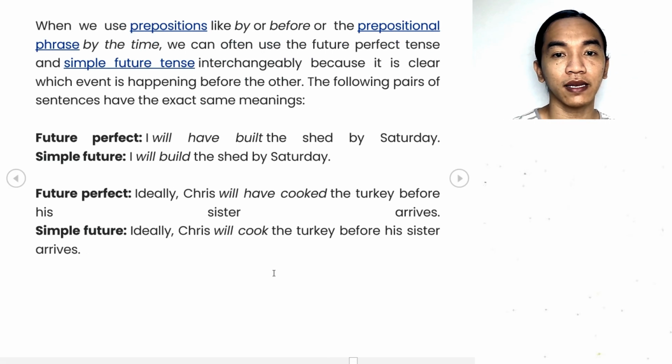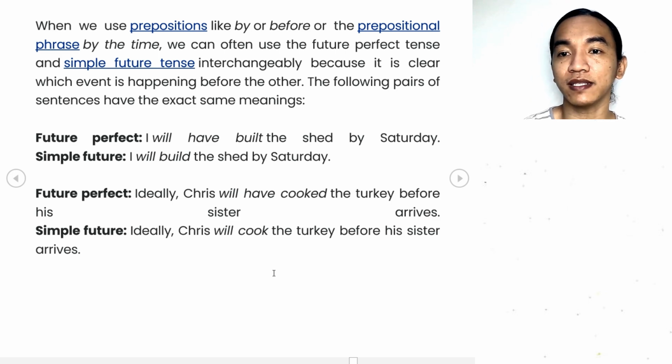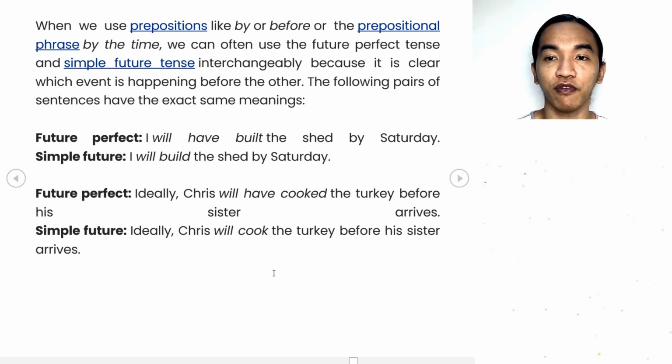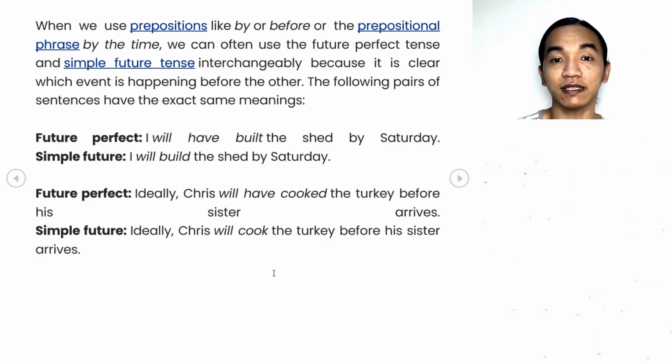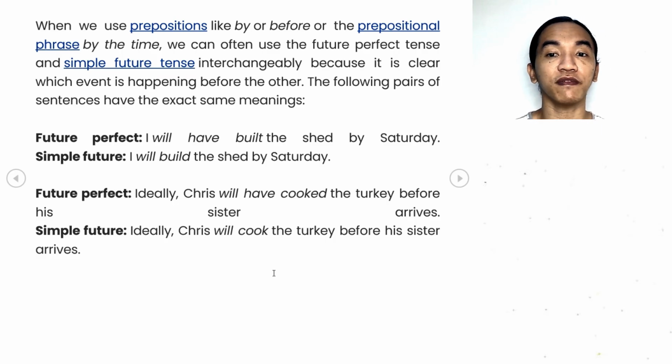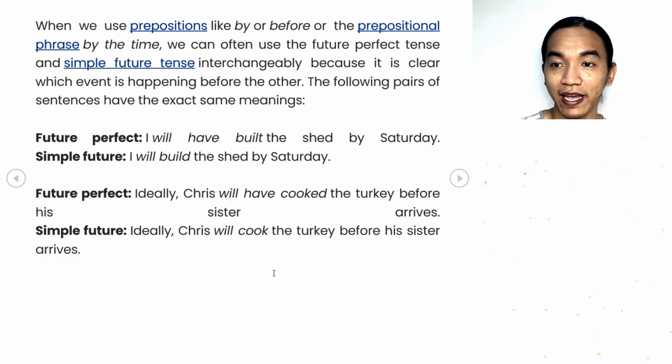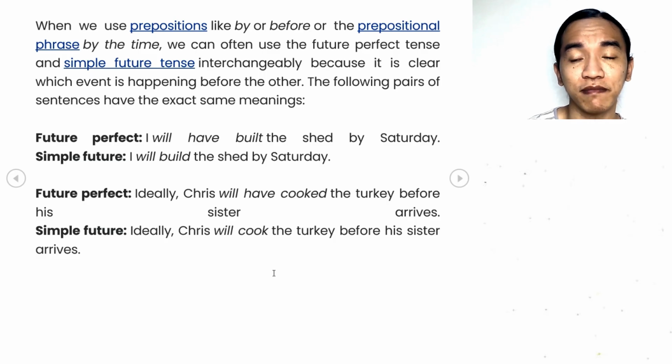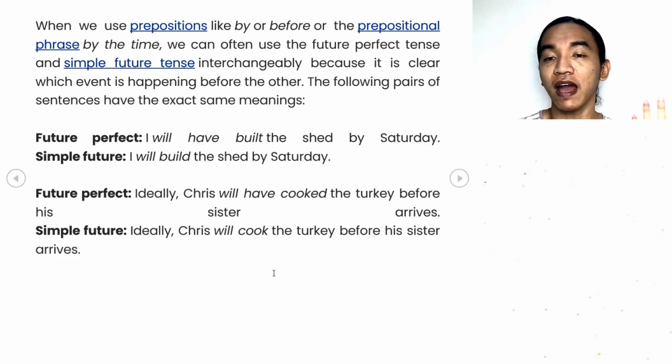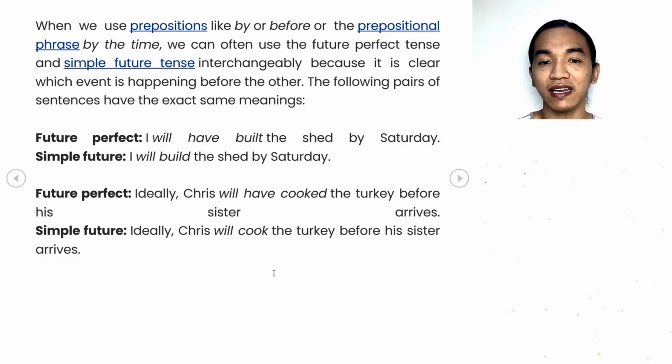Okay? Next, when we use prepositions like by or before, or the prepositional phrase by the time, we can often use the future perfect tense and simple future interchangeably. Okay? Because it is clear which event is happening before the other. Okay, if you have by, before, or by the time, we can use any. It could be future perfect or simple future.